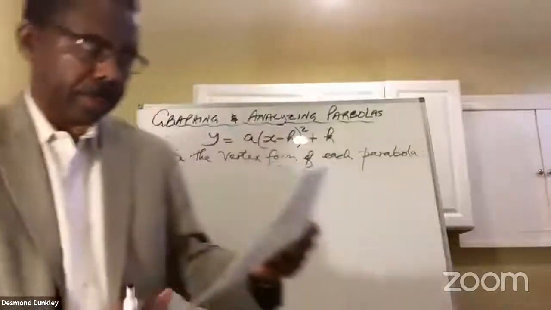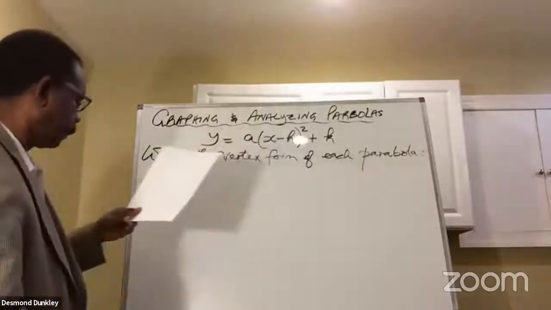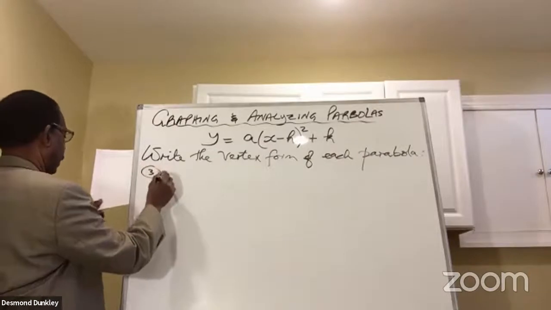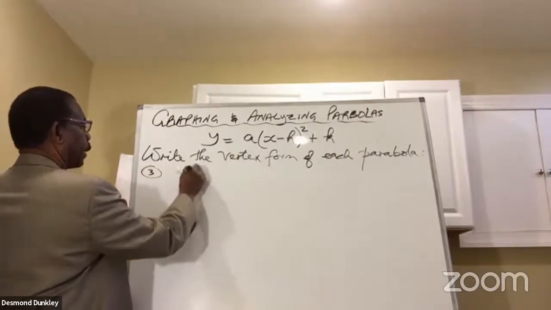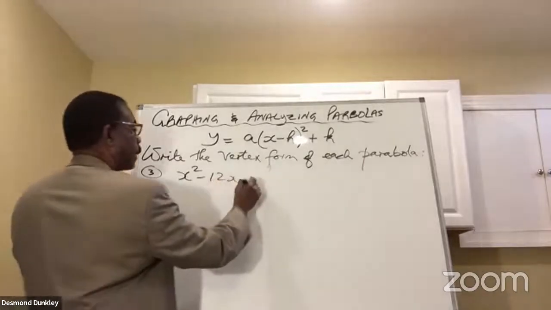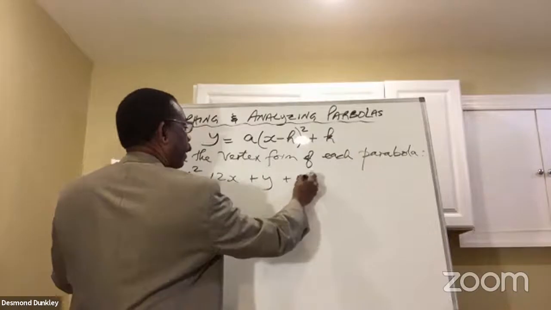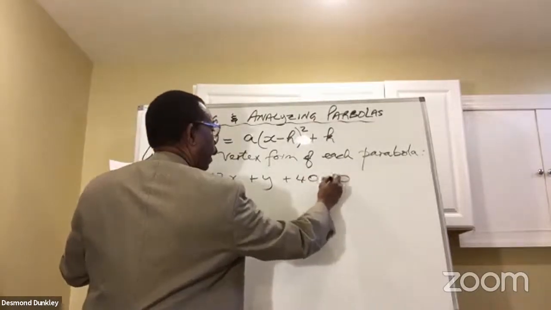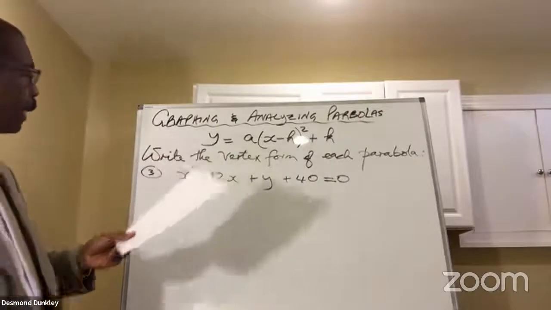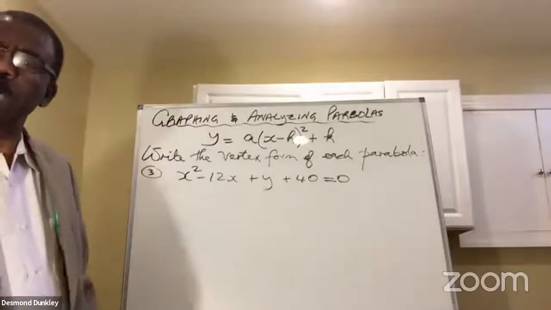Okay, so looking at this here, this is example 3: x squared minus 12x plus y plus 40 equal to 0. And that is the work that we have to do.